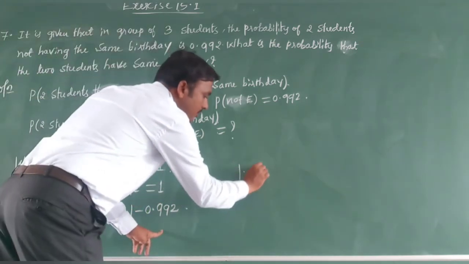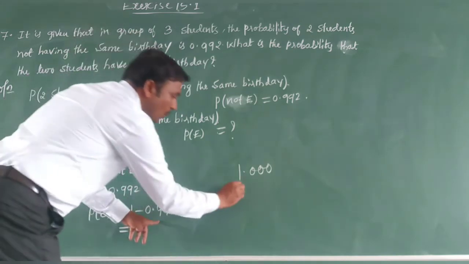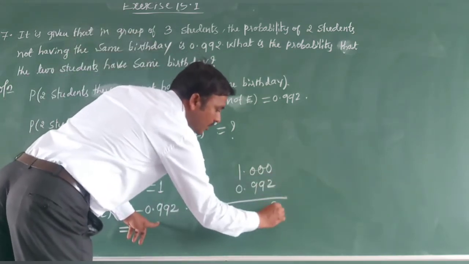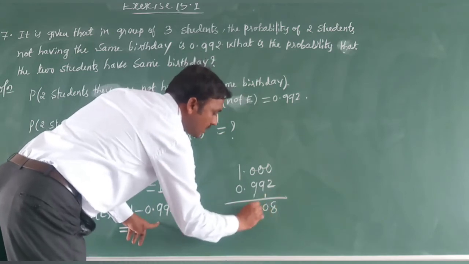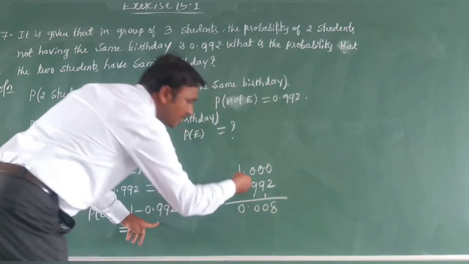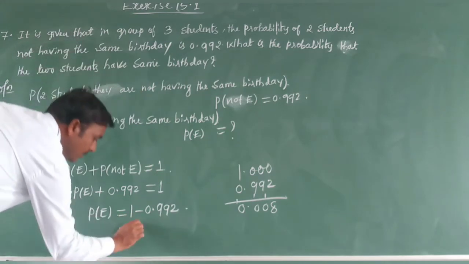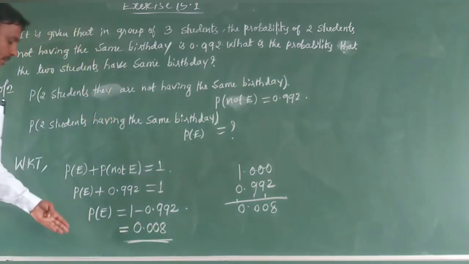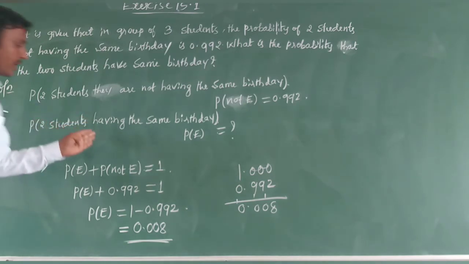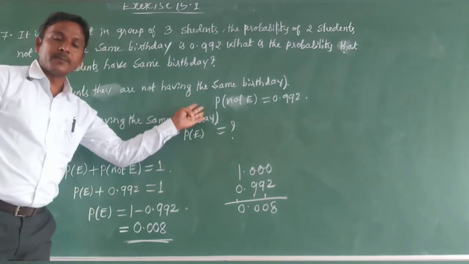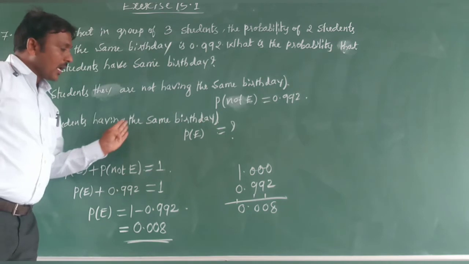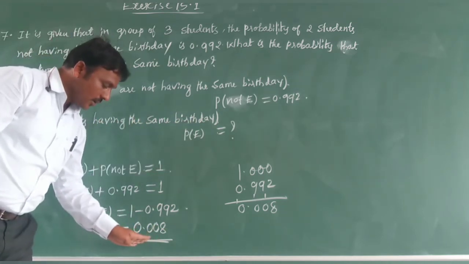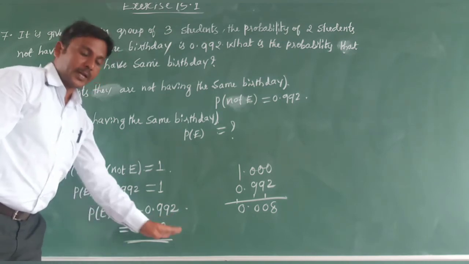That gives us 1 minus 0.992. So 10 minus 2 is 8. That gives us 0.008. This is the probability of 2 students having the same birthday. The probability of 2 students having the same birthday is 0.008.